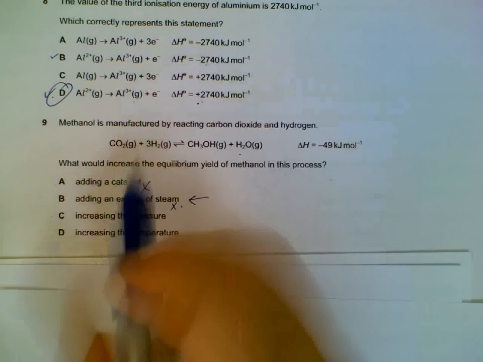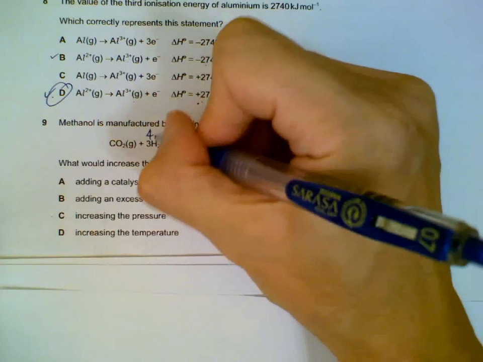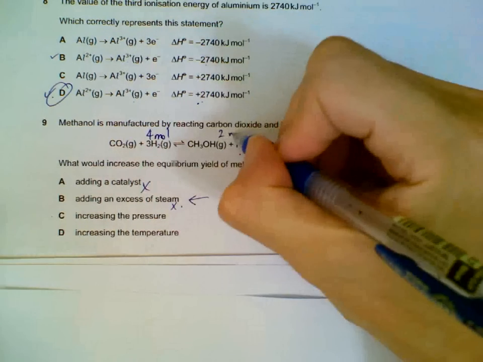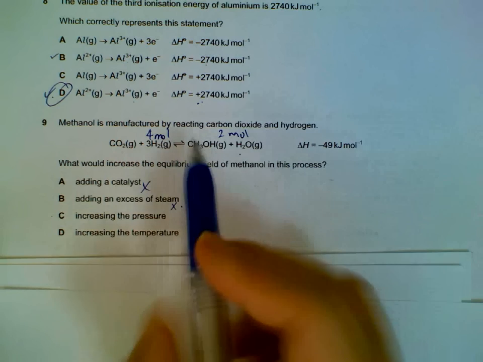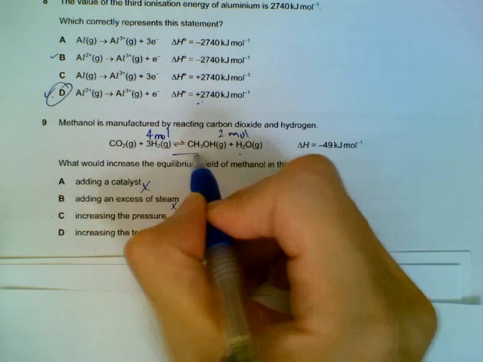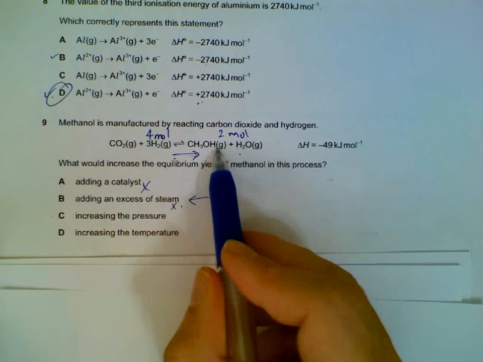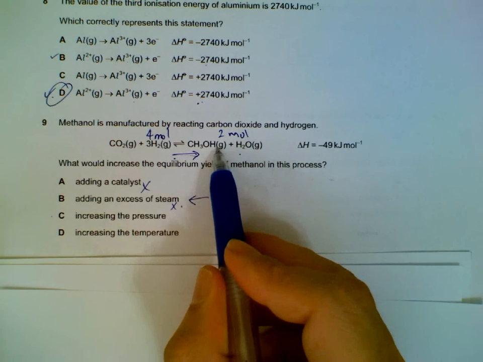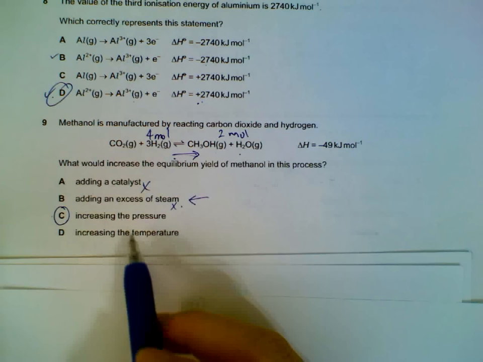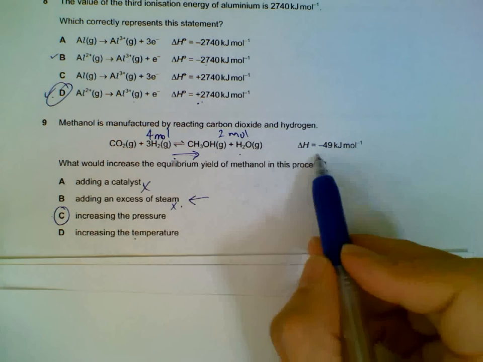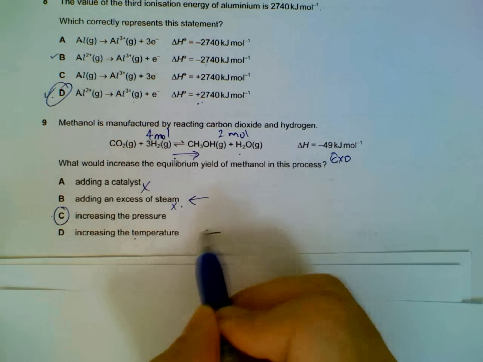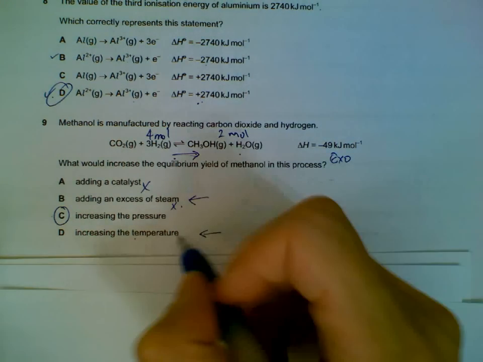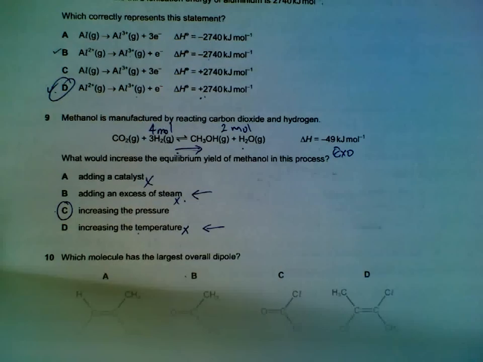Increasing pressure, we compare the moles of gas on both sides. We have 4 moles here, we have 2 moles. If you increase the pressure, the equilibrium will shift to the direction that has less gas. So it will produce a higher yield of methanol. So C is the correct answer. If you were to check D, increasing the temperature, this is exothermic. If you increase the temperature, it will shift towards the backward direction. So that will not give us a higher yield of methanol.